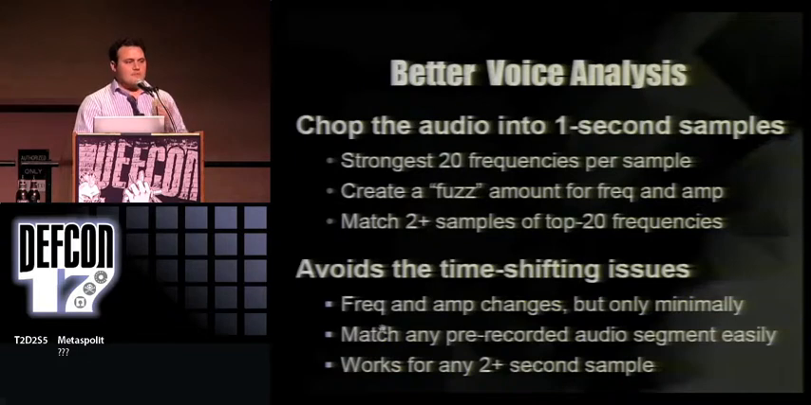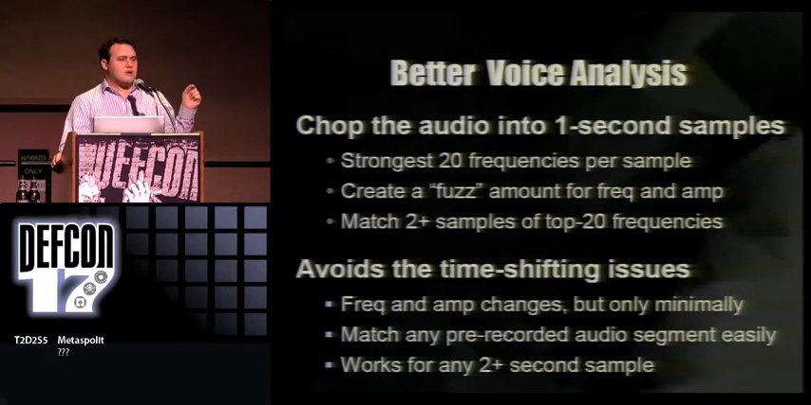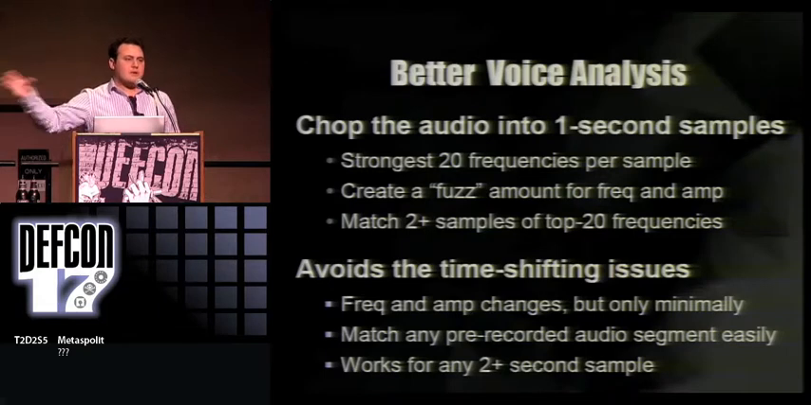So we wanted to have better analysis. We write signatures for any 2 second chunk anywhere in an audio stream. We took every 1 second audio sample, took the top 20 frequencies from each one, sorted them by power, created a fuzz amount for how much up and down of frequency and of power, and then matched two plus samples anywhere inside of the top 20 frequencies. This avoids the time shifting issues because the fuzz factor allows you to catch signals that have been warped by the time shift. And you can match any kind of pre-recorded audio segment really easily; anything you've heard before you can find again.